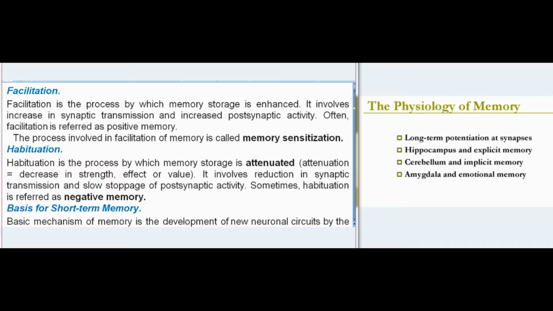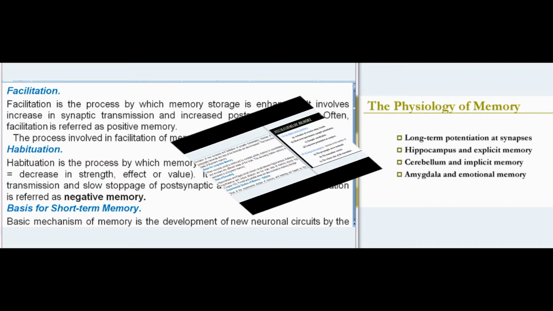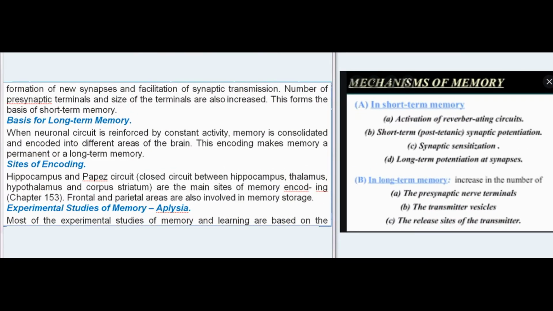Basis for short-term memory. Basic mechanism of memory is the development of new neuronal circuits by the formation of new synapses and facilitation of synaptic transmission. Number of presynaptic terminals and size of the terminals are also increased. This forms the basis of short-term memory.